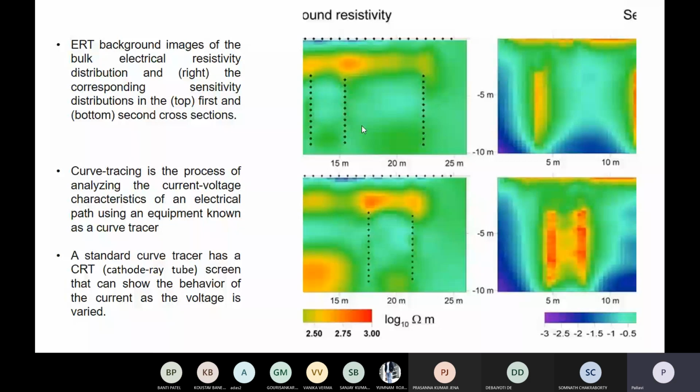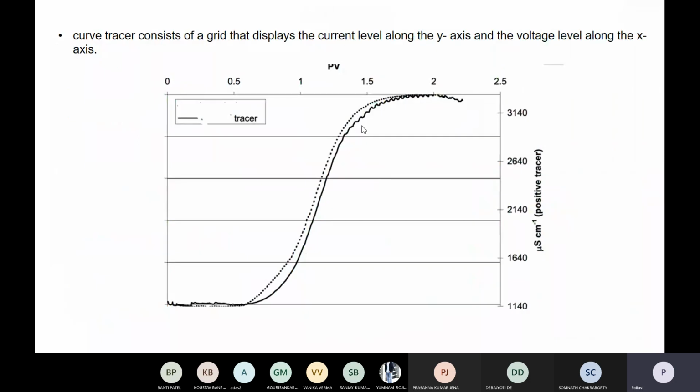So the standard curve tracer, that is cathode ray tube, we use commonly. If you are using this directly, then on a screen it will show you the relation between potential, sorry, voltage and the current. For example, these dotted lines are the tracer, and this line is drawn using the voltage and current relation. If you see this tracer and this voltage and current relation, they are very, very similar. So whatever voltage and current relation we are getting will indicate how your tracer is moving.